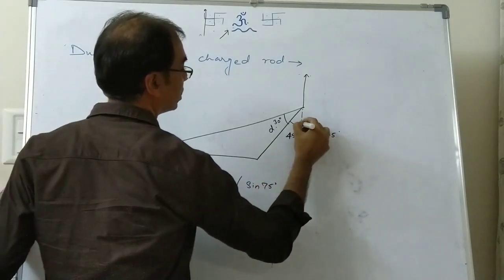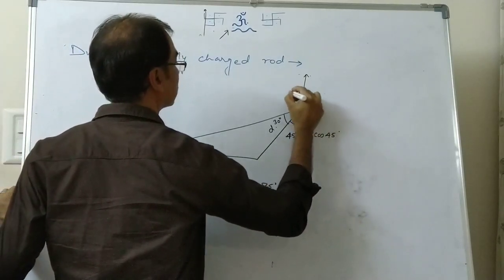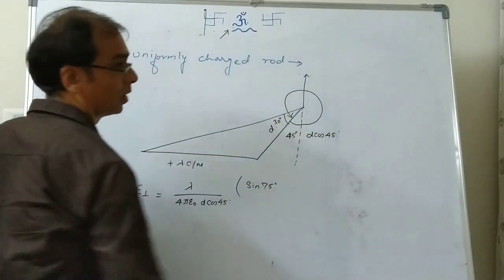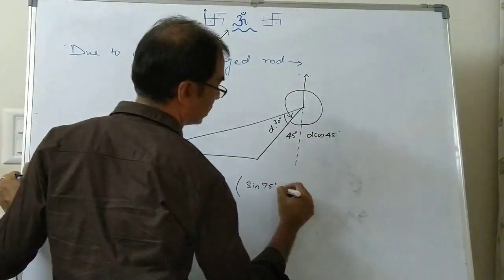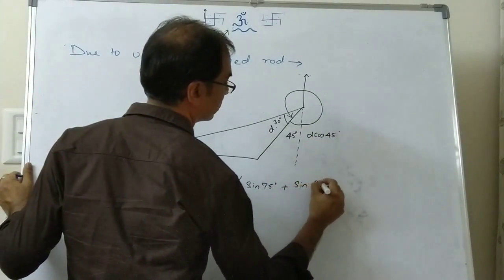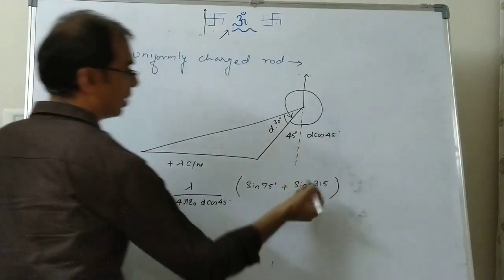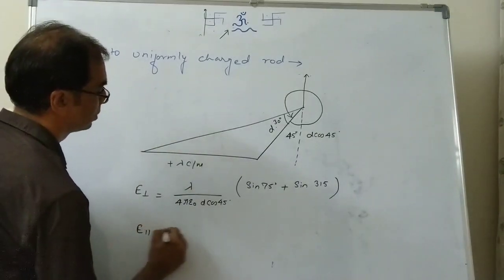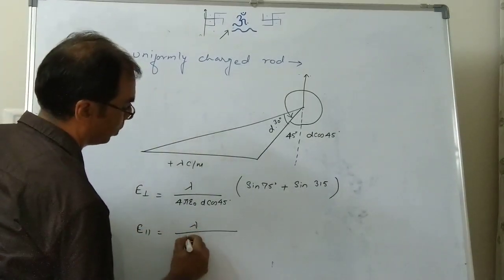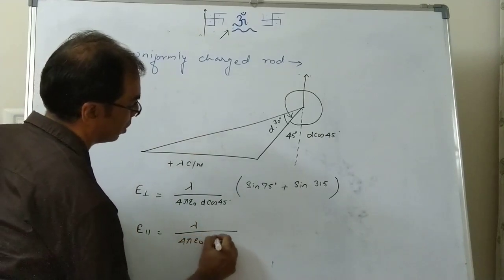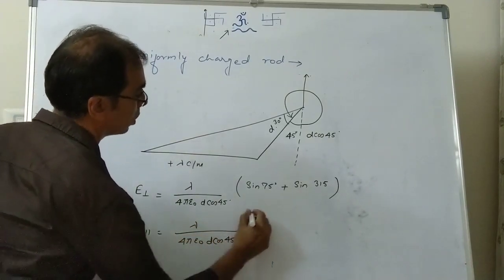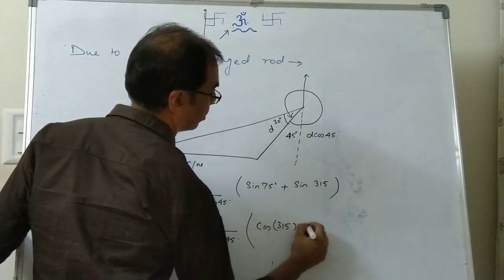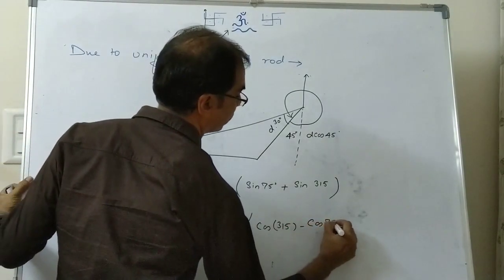Beta means go in this direction. Here it is. So 360 minus 45, that is 315 degrees, or you can say minus sine 45. E parallel: lambda by 4 pi epsilon naught d cos 45, cos beta, that is cos 315 minus cos 75 degrees.